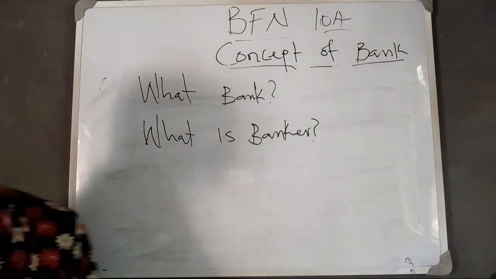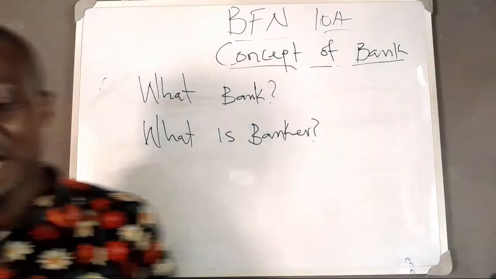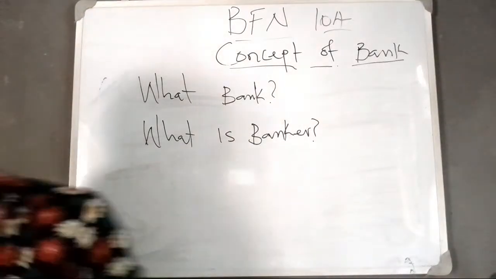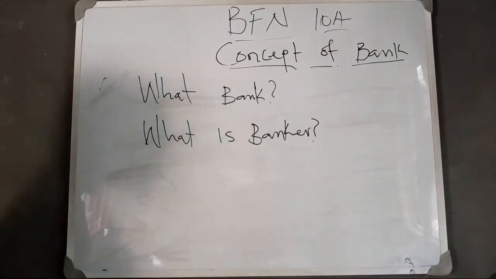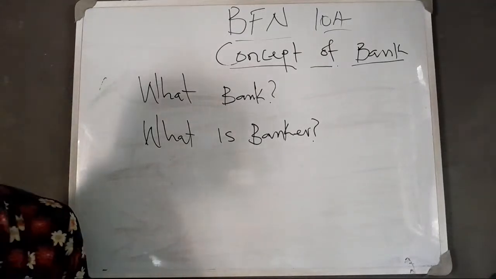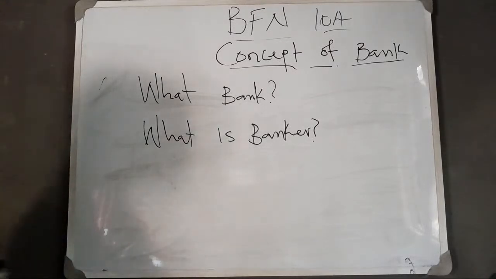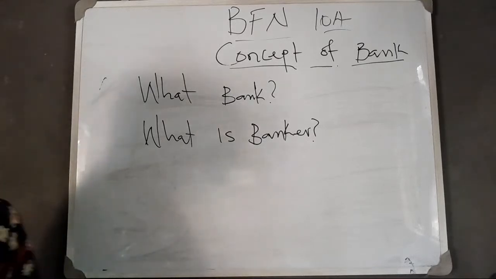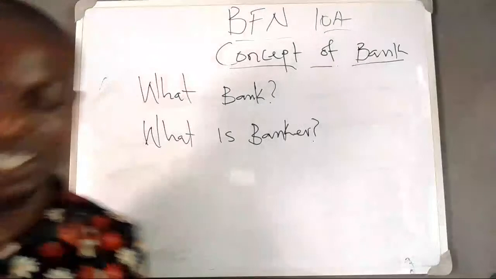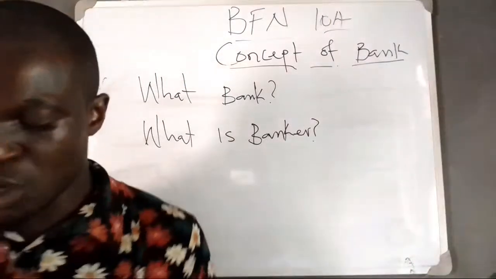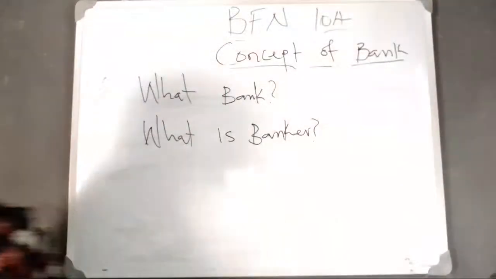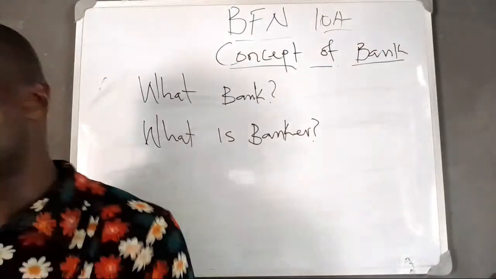The organization of a bank. There are two basic principles that guide the design of the organizational structure of a bank. Principle number one is the principle of unity of objective. And when we say unity of objective, what do we mean?